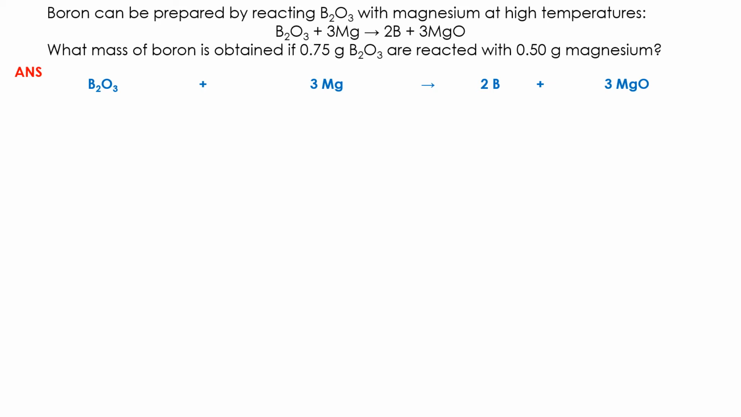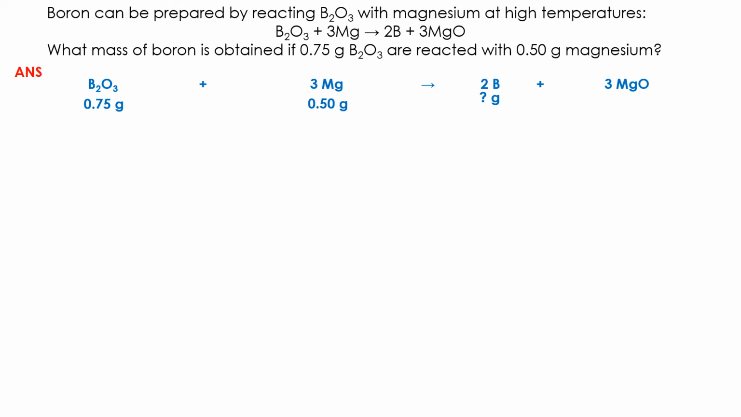Then we will write what we have. We have 0.75 grams of B2O3 and we have 0.5 grams of magnesium, and we are trying to find the mass of boron. So as a first step, we are writing the equation to check the mole ratio and to write down what we have as givens.